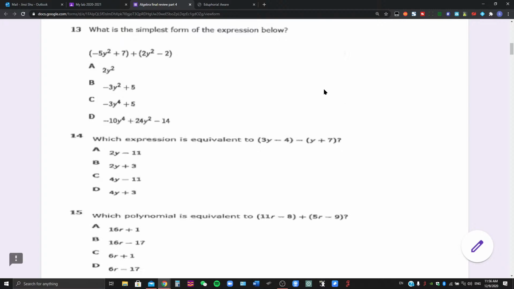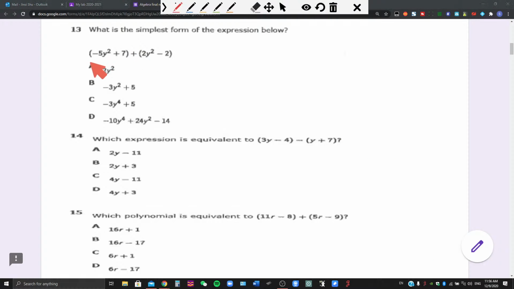What is the simplest form of this expression? So we want to simplify this. And to simplify this, let's first unpack. Check the two parentheses. There's nothing outside, so we can just write them out. 5x negative 5y squared plus 7. And then we can write out the other one. There's nothing outside the parentheses, so we can just take them out.